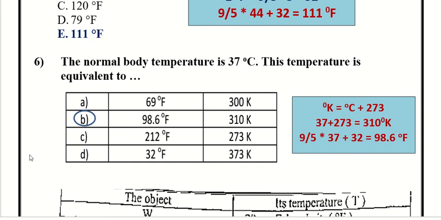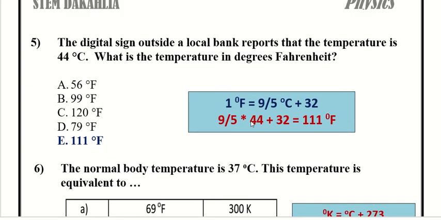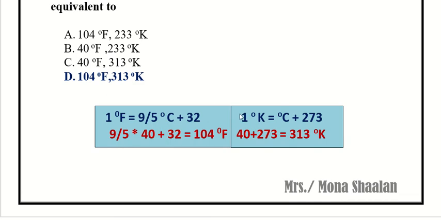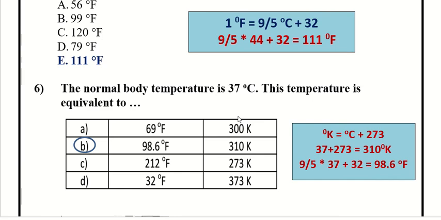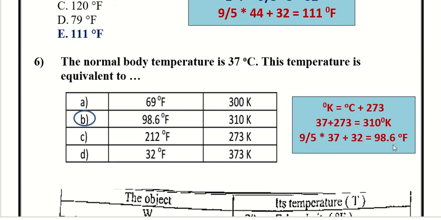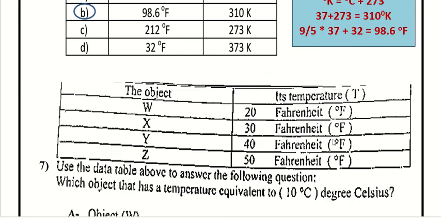Question number 6. Normal body temperature is 37 degrees Celsius. What is this temperature equivalent to in Fahrenheit and Kelvin? We mentioned this here before. Body temperature is about 37, so it is equal to about 98 degrees Fahrenheit and 310 degrees Kelvin.